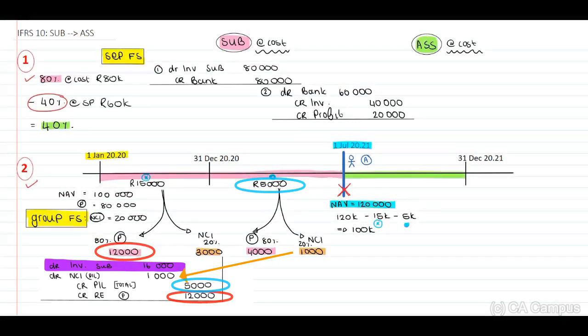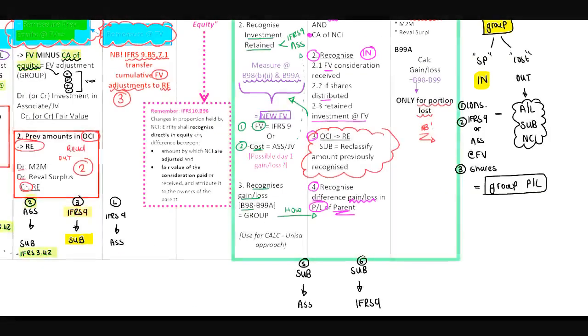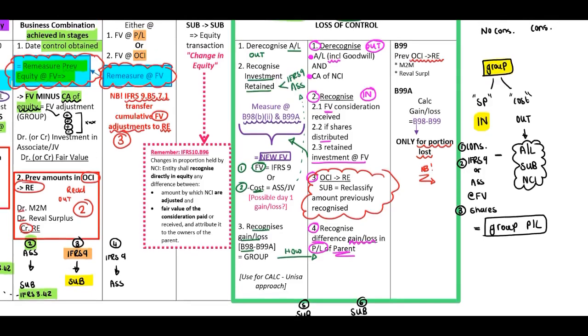On 1 July 2021, if we look at this, from a group point of view, this will now be an associate. Therefore, we will have to take out our subsidiary. But how? If we refer to our principles in terms of IFRS 10, we will have to de-recognize all of the assets and liabilities. But we have not yet included them because we have not yet consolidated. Guys, this is important. We have not consolidated. Therefore, we've not included that.